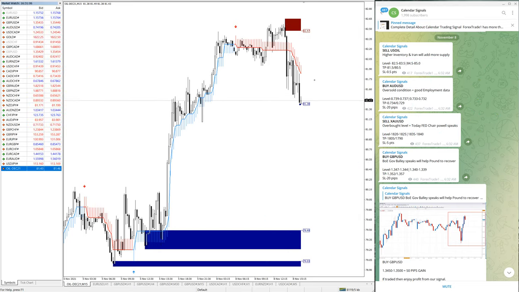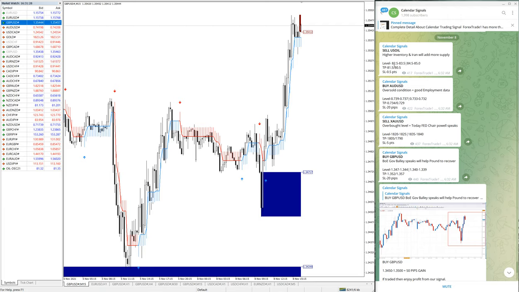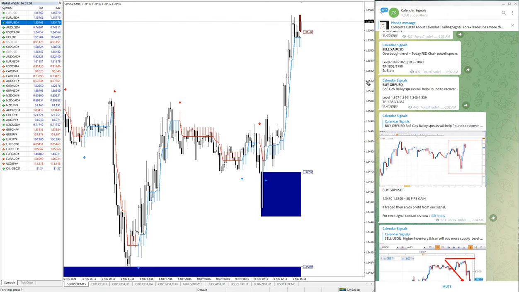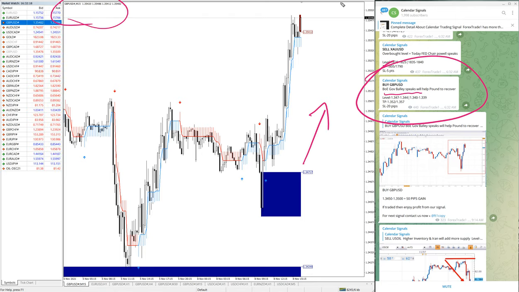Then we will see the performance of the next signal, which is sell GBPUSD. Sorry, it's buy GBPUSD. Sorry for the mistake. Here is the signal, buy GBPUSD. Why have we given buy GBPUSD? Because Bank of England governor Bailey speaks, which will help the pound to recover. So we predicted that GBP, Great Britain pound, will go up, and that is what you can see in the 15 minute GBP chart. It's going up.